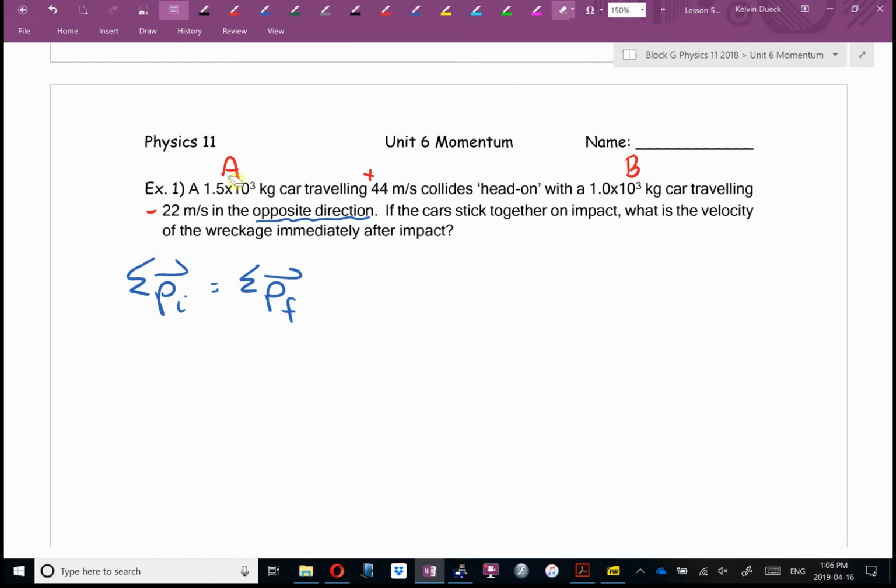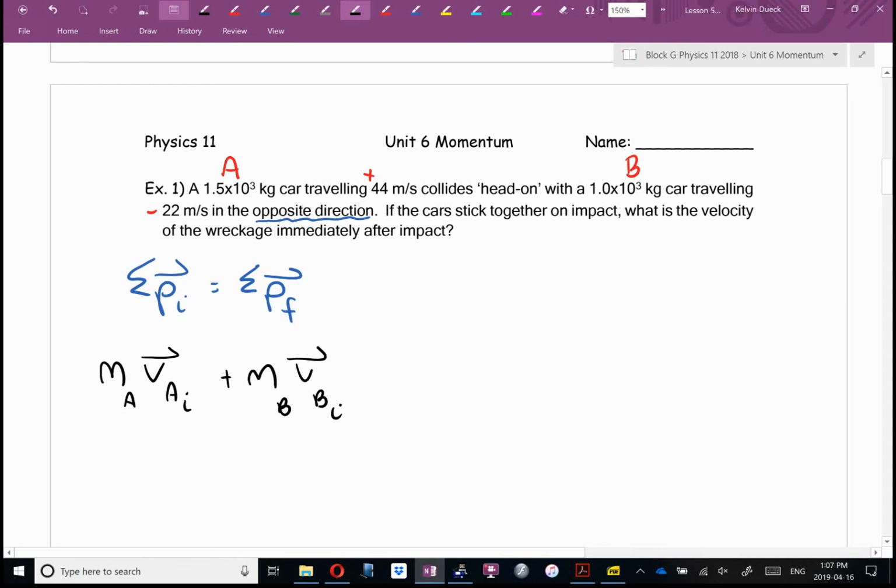So, you're telling me I have these two moving. It's going to look like this. The mass of car A, velocity of car A before we start, plus mass of car B, velocity of car B before we start. I think that's the total momentum that we have initially. You okay with that? Good.